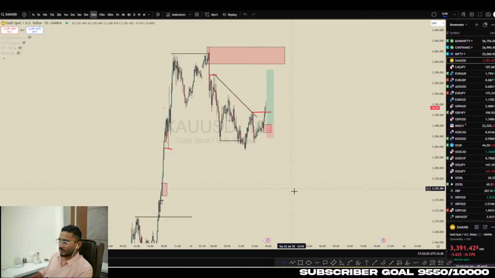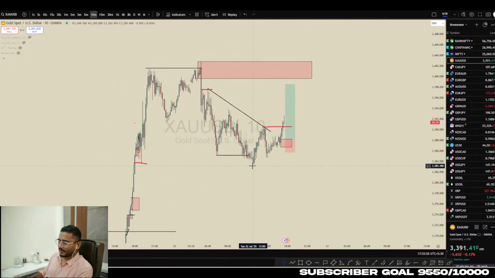And also on gold, because everything here is mitigated, what can happen is price can also, in a single candle, sweep all this liquidity and then continue higher.